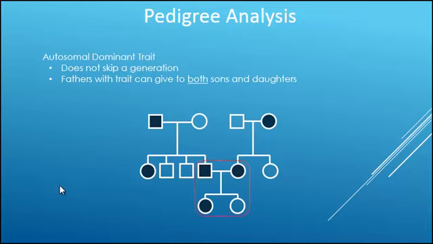Finally, if we take a look at this special case here in red, we'll notice that when you have 2 individuals that both have the trait, they can produce an individual that does not have the trait. And that would not be the case for a recessive condition. So this definitely shows you that this is an autosomal dominant trait when you have 2 individuals that have the trait giving rise to an individual that does not have the trait. And this is because they're 2 heterozygotes that give rise to the homozygous recessive condition, which does not have the trait.